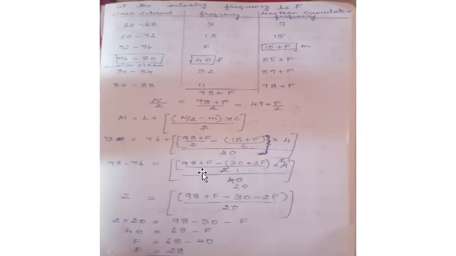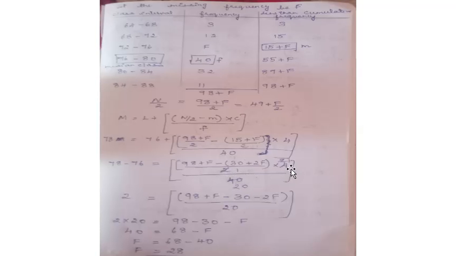98 plus f minus, open the bracket, 2 multiplied by 15, you will get 30 plus 2 into f, 2f, the whole divided by 2. Now both the numbers are divided by 2, because we have considered here 2 and multiplied the number by 2. So both the numbers are divided by 2. Now after that, into 4 divided by 40. Now after that you can cancel this 2 and 4.